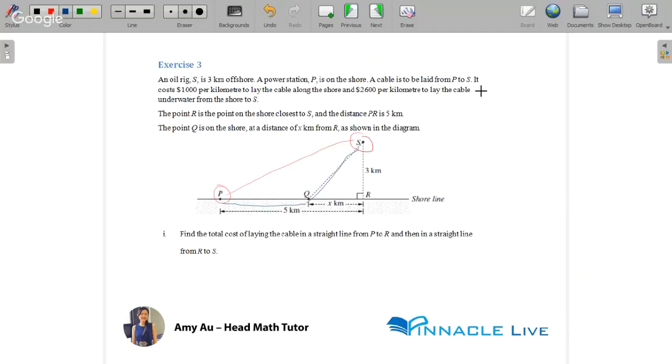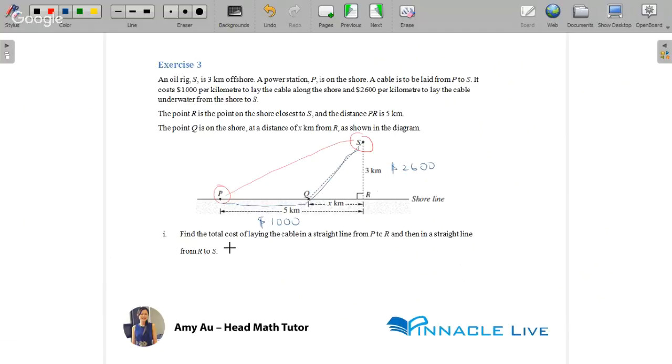All right, so to do the shoreline, it's only going to cost us $1,000 per kilometer. And to lay the cable underwater, it's a little bit more expensive, $2,600. So R is the point closer to shore, okay, so you can see all of that, and that's just telling you all the information. So let me just note this down so we don't forget. That's $1,000 to lay the cable here, and $2,600 to lay the cable here.